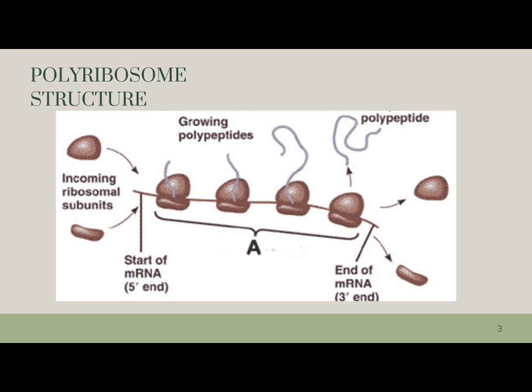Polyribosome structure. A polyribosome is made of ribosomes connected by a strand of mRNA that runs between the large and small ribosomal subunits. A polyribosome appears as beads on a string, where the beads represent ribosomes and the string represents the mRNA strand.